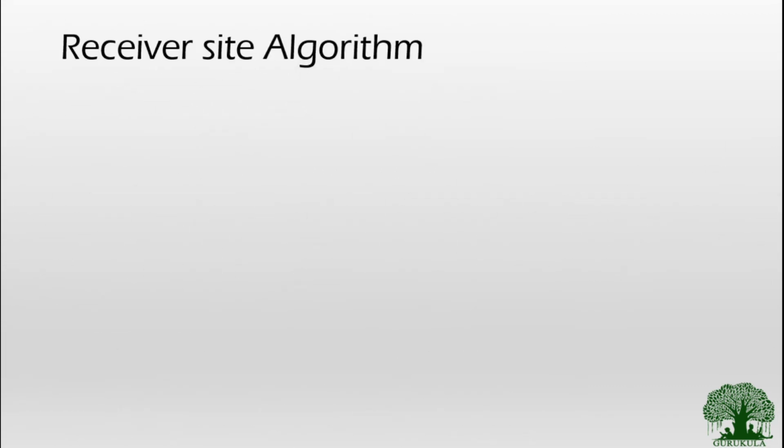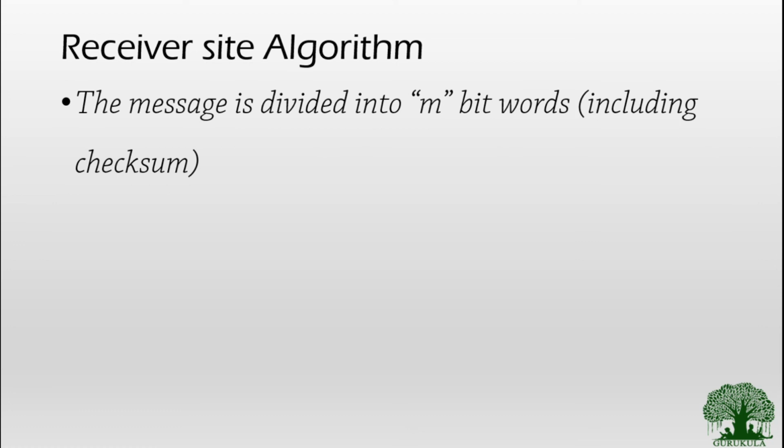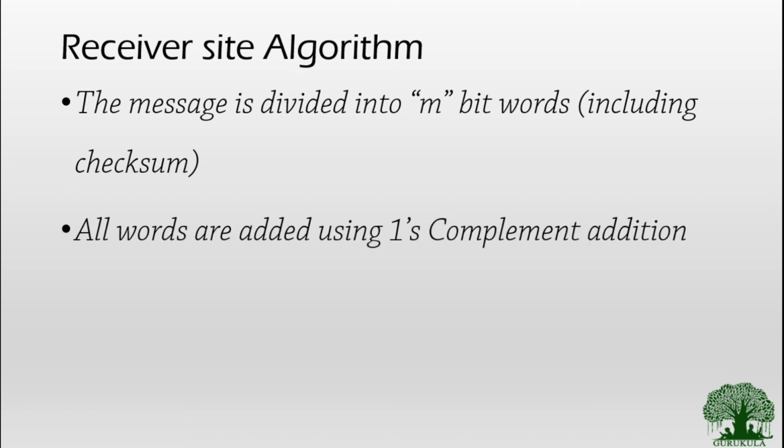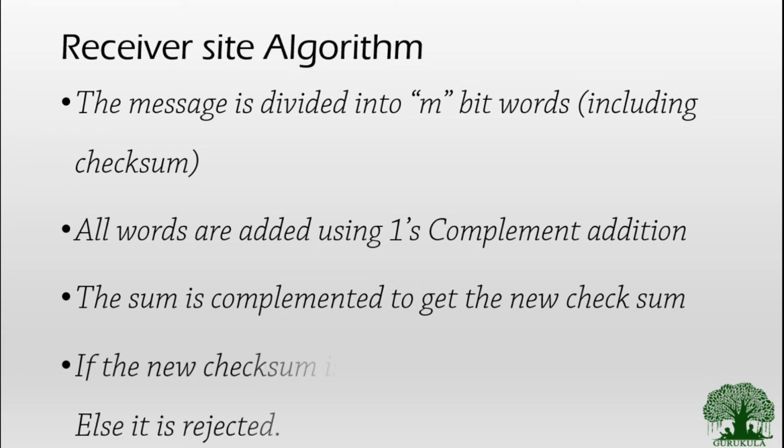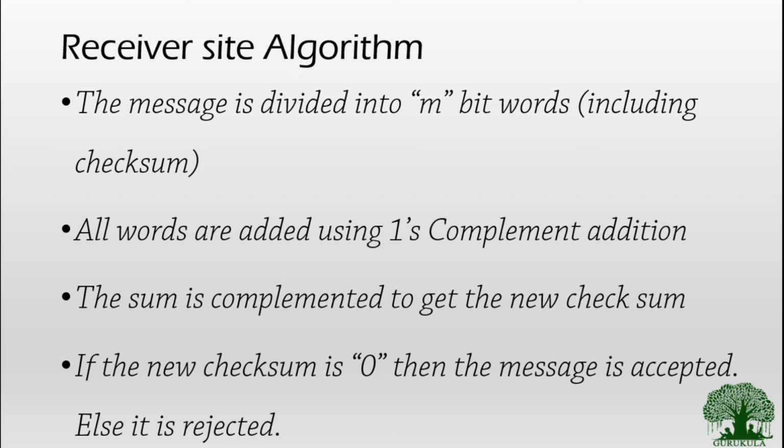And what happens in the receiver side algorithm? Whatever message has been received is divided into m-bit words including the checksum. All the words are added using one's complement addition, and the sum is complemented to get the new checksum. If this new checksum is 0, then the message is accepted, otherwise it will be rejected.